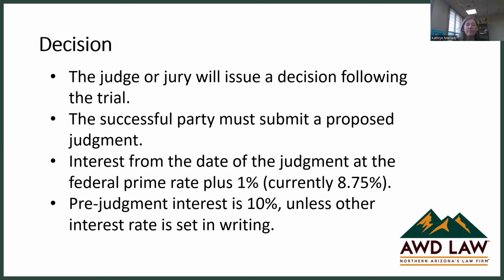Now, the successful party, so if you win, you submit to the court a proposed judgment. The interest from the date of the judgment is the federal prime rate plus 1%. And I need to update that. I think it has gone up. So the current post-judgment interest, at least when I wrote this, and I do think it has changed slightly, was 8.75%. Pre-judgment interest is always 10% unless there's a different interest rate in writing. So if it was a car loan at 8%, pre-judgment interest is 8%. If it was just somebody loaned money to someone else and they didn't talk about the percentage interest, it's 10% for pre-judgment interest. So that's before the court issues the judgment.